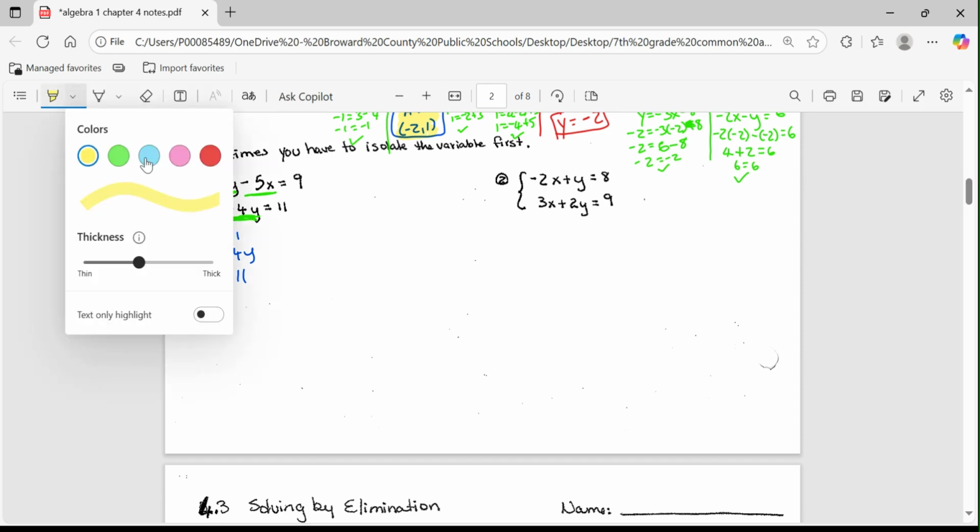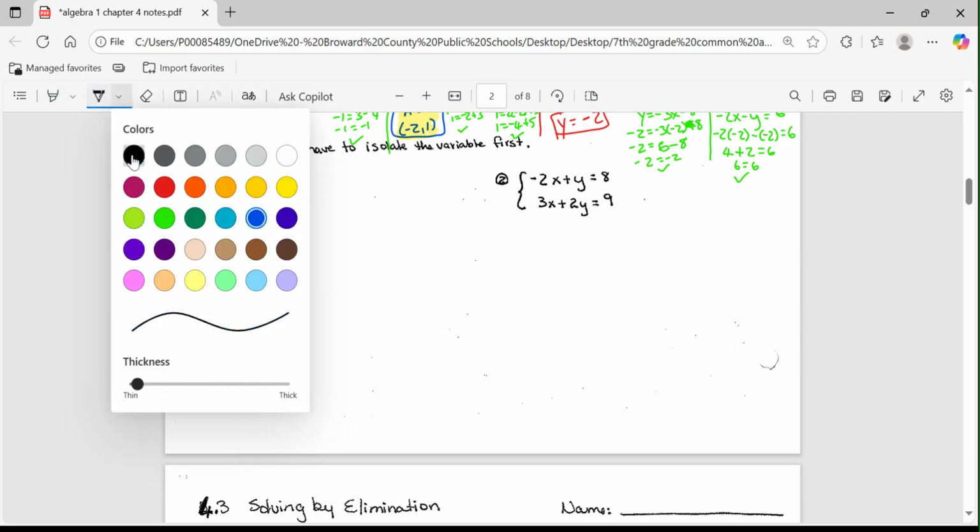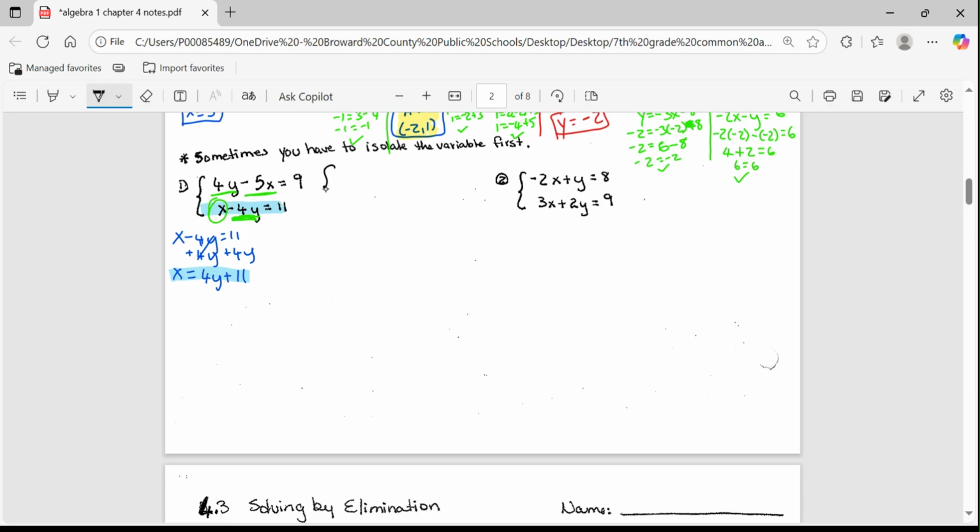Let me give you some colors. I am going to use this blue to substitute the other blue equation because it's just more rearranged so that my x is by itself. So then I will create a new system, which is 4y minus 5x equals 9, and x is equal to 4y plus 11.